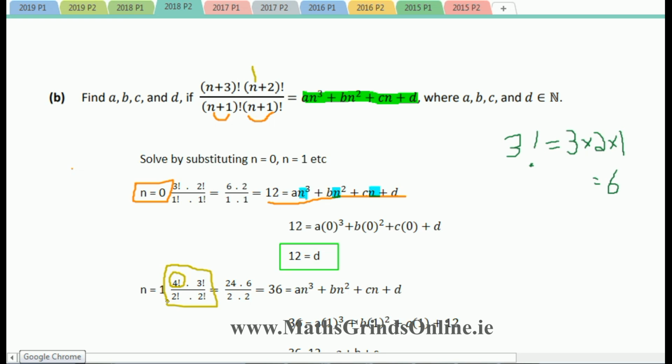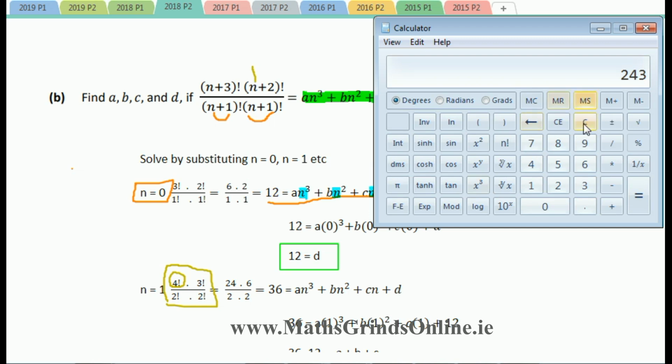Alright, 4 factorial, you can do that on your calculator or you can do it in your head. It's 4 times 3 times 2 times 1, that's 24, times 3 factorial, and 2 factorial is 2 times 1, which is 2. So we're getting 24 times 6, let's just show this on the calculator now. 24 times 6 divided by 2 times 2, which is 4. So divide that by 4 and we get 36.